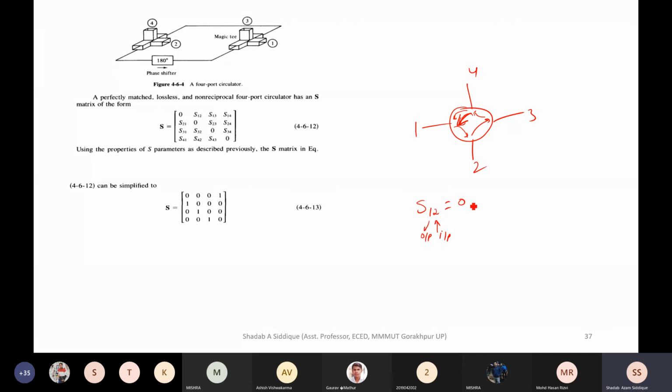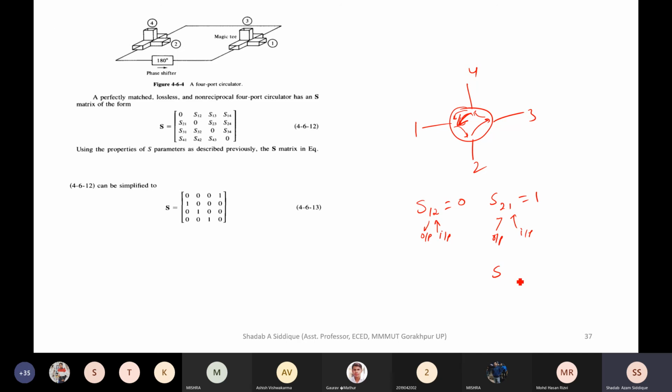Now we can have S21. So S21 is equal to 1. When we apply input from port 1, we are getting output at port 2. S21 is equal to 1. Now similarly, we can have the others, which should all be equal to 1. Otherwise, all become 0.